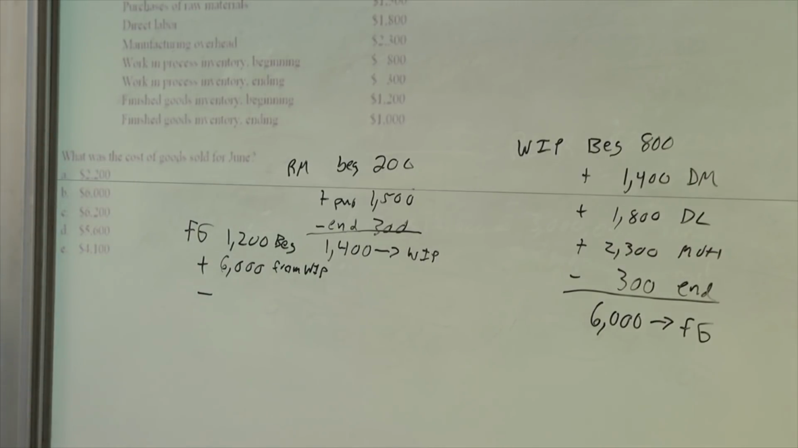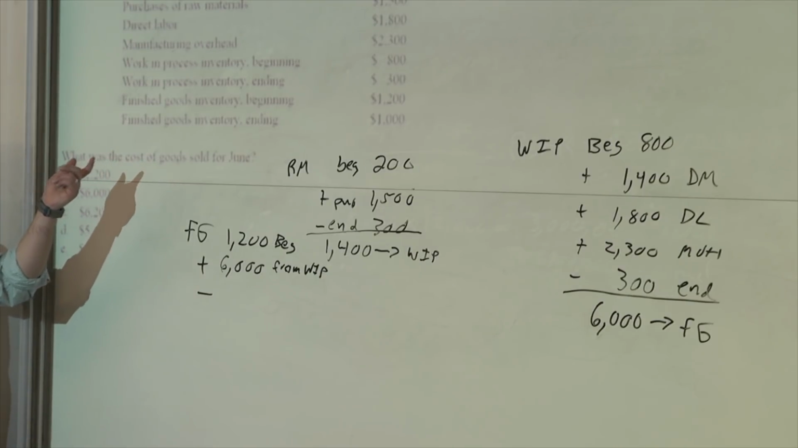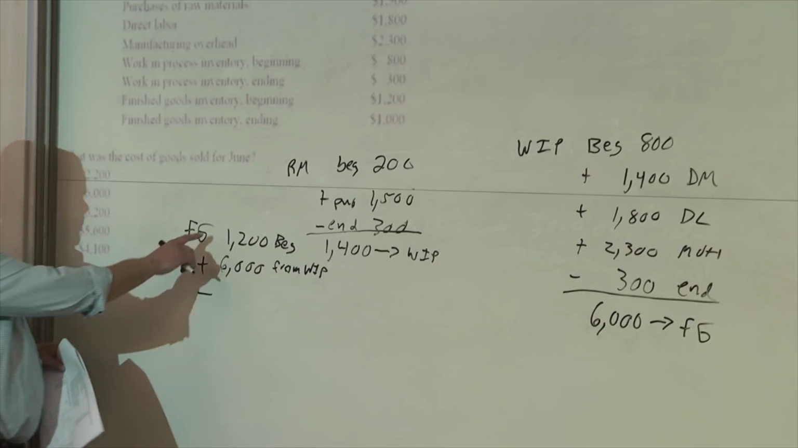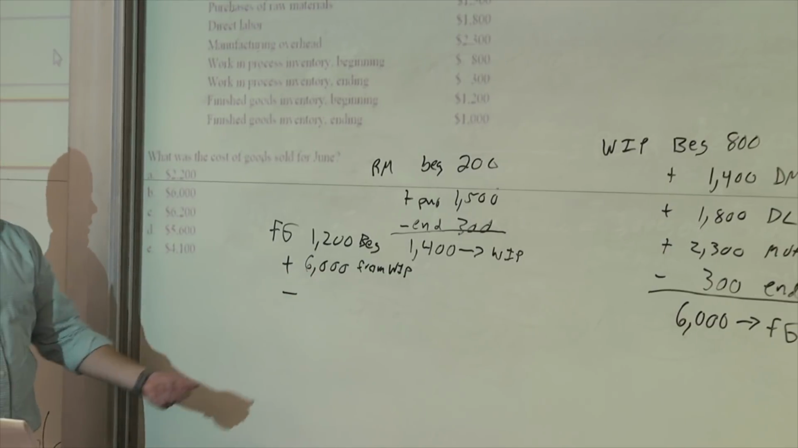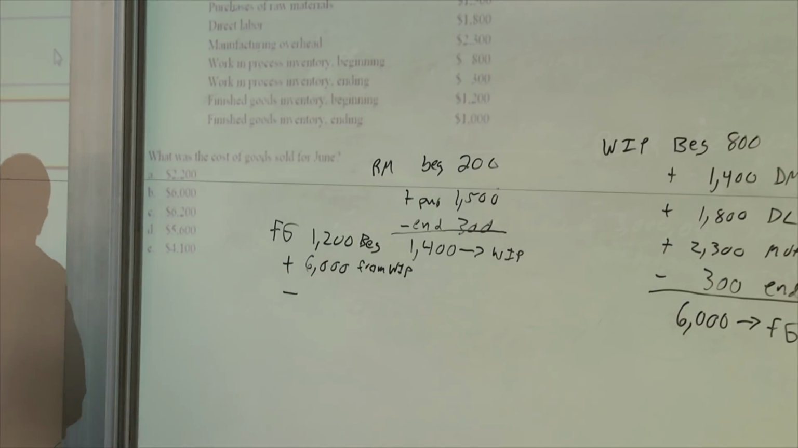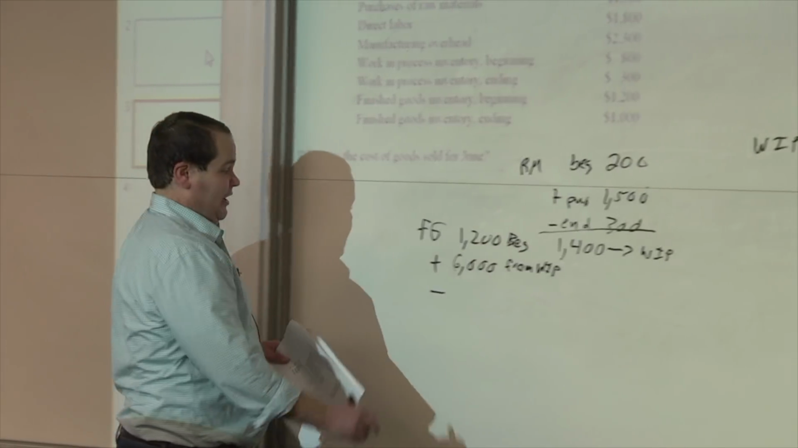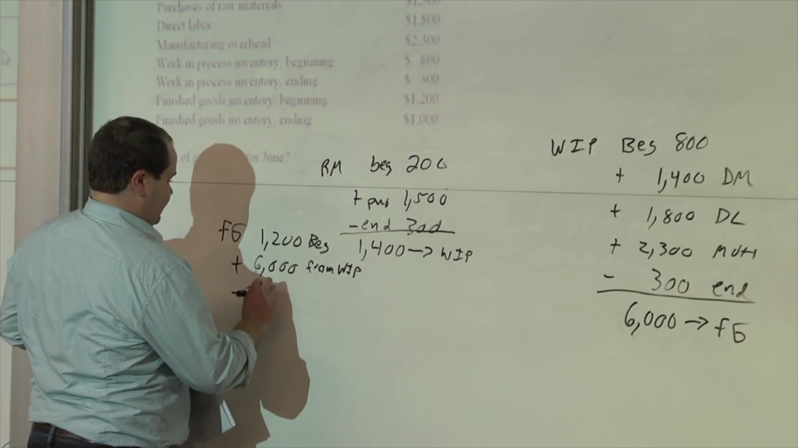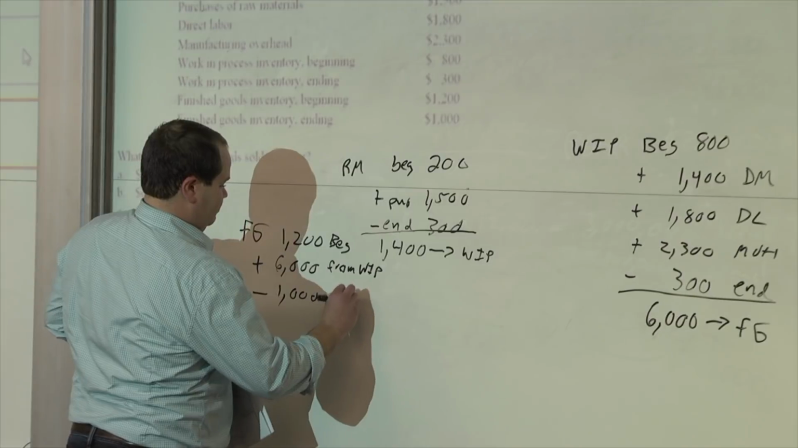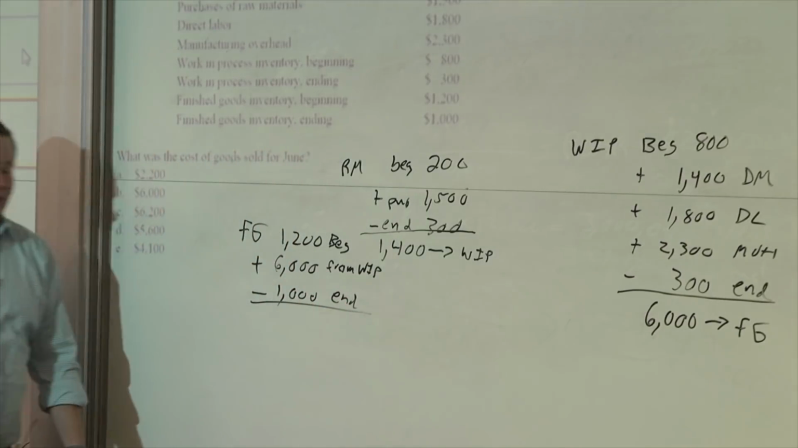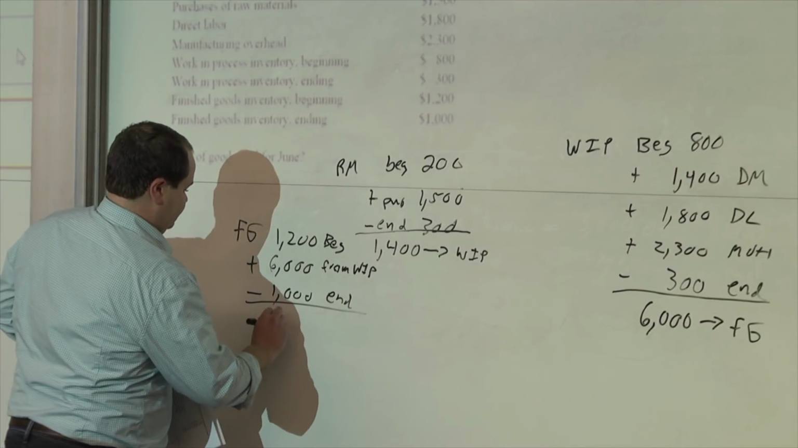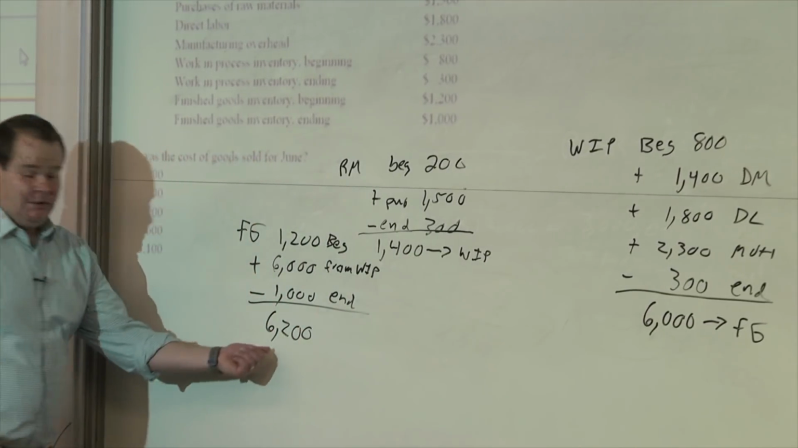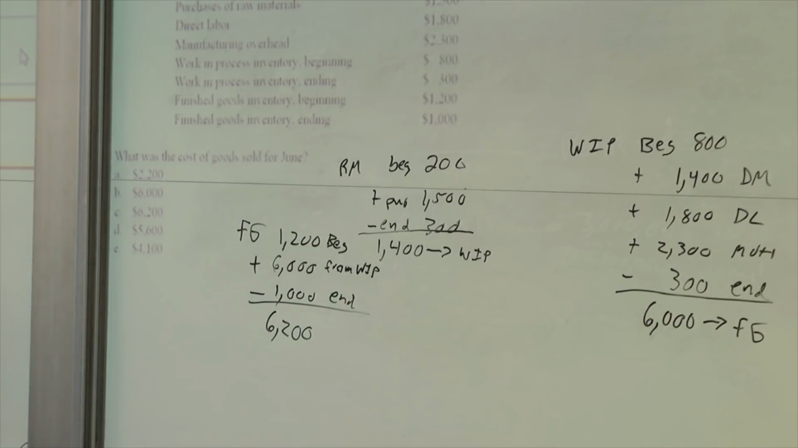Because what are we looking for? Cost of goods sold. If it's still in finished goods inventory, it wasn't sold. So we want to take that out. So this is everything they could have sold: 1,200 is the beginning, plus everything they made. And then we just subtract out what they didn't sell, and what we're left with should tell us how many they sold. So 1,000 is our ending balance. We did all of that to get to 6,200, and that is going to be their cost of goods sold.